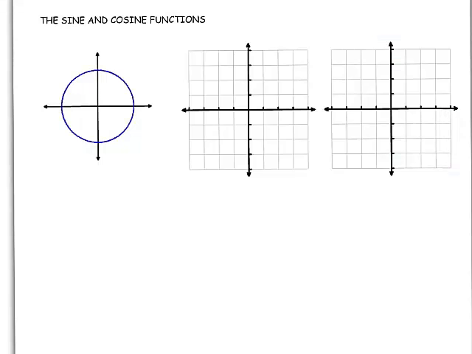Hi everybody. Today we're going to take a look at what the sine and cosine graphs look like. So let's first start by labeling some points on my unit circle.